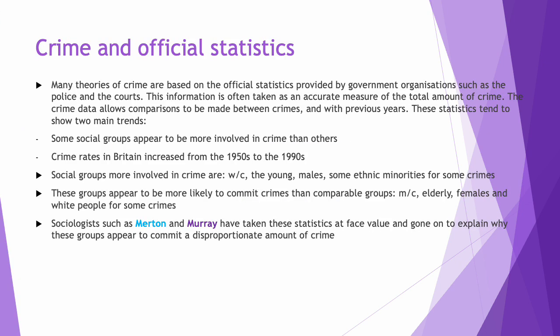Many theories of crime are based on the official statistics provided by government organisations, such as the police and the courts. This information is often taken as an accurate measure of the total amount of crime. The crime data allows comparisons to be made between crimes and with previous years. These statistics tend to show two main trends: that some social groups appear to be more involved in crime than others, and crime rates in Britain increased from the 1950s to the 1990s.